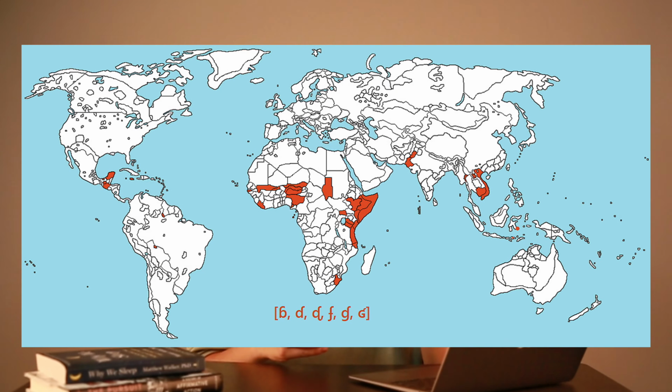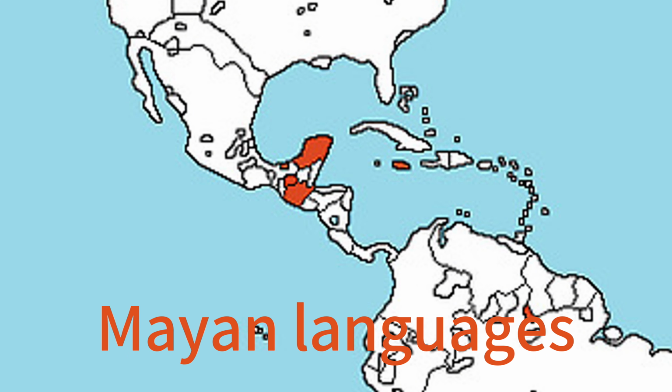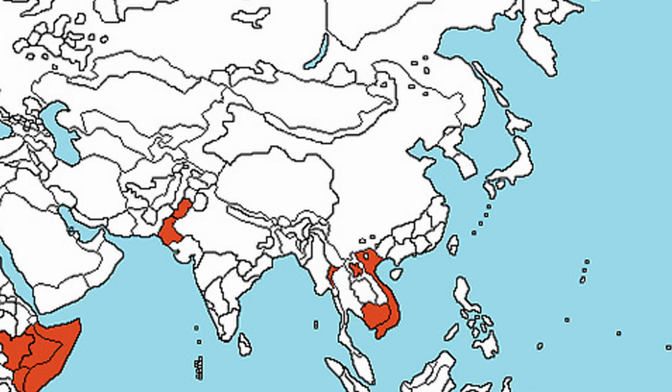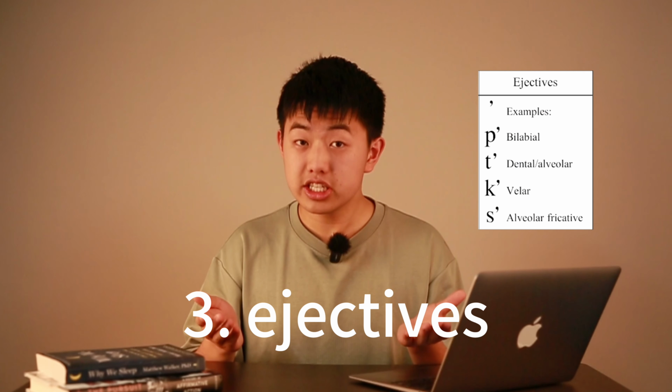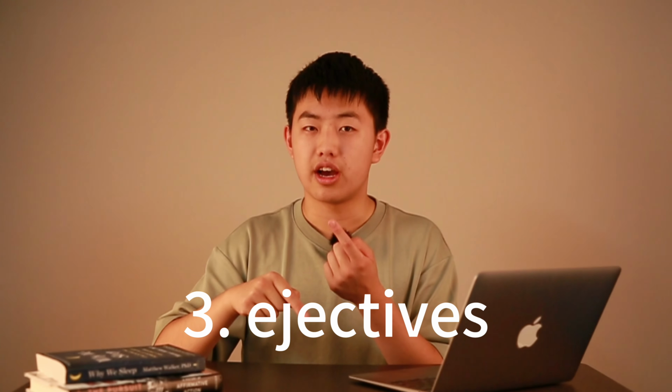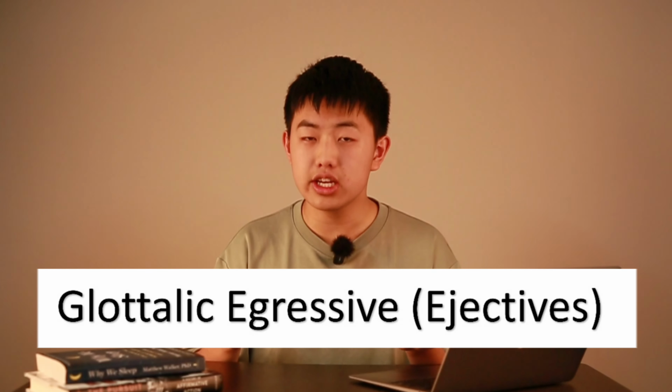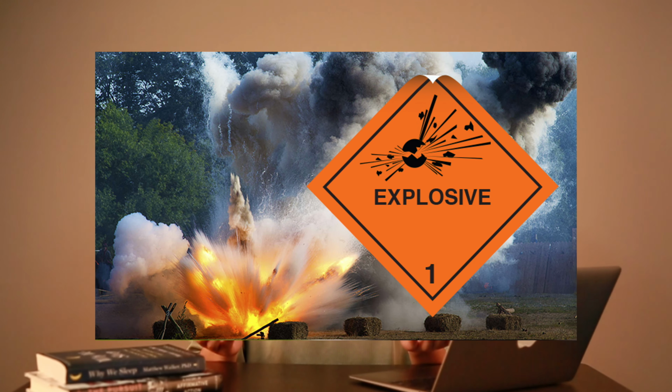These sounds are found in quite a bit of languages, including but not limited to Vietnamese, North American Maya languages, and even some dialects of Chinese, such as Hainanese. But moving on, ejectives are the exact opposite of implosives, having a glottalic egressive mechanism. You might be wondering, why then aren't these sounds called explosives instead?